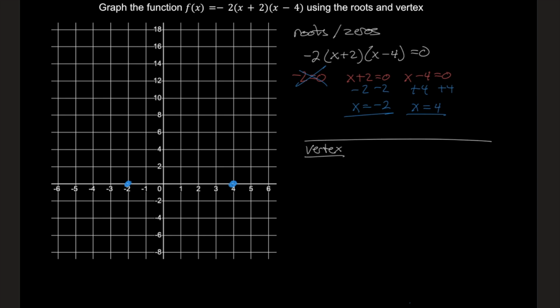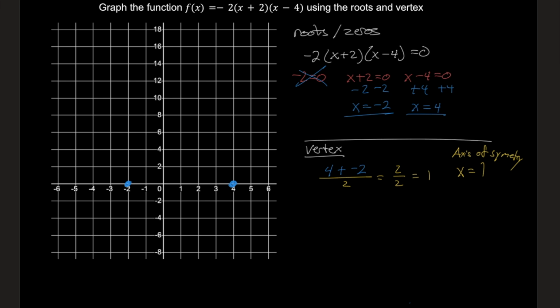So if I take the average of the x-intercepts, my 4 plus my negative 2, and divide it by 2 for the average, or halfway between, we'll have 2 over 2, which is 1. So x equals 1 should be the axis of symmetry. It's just halfway between the two x-intercepts.